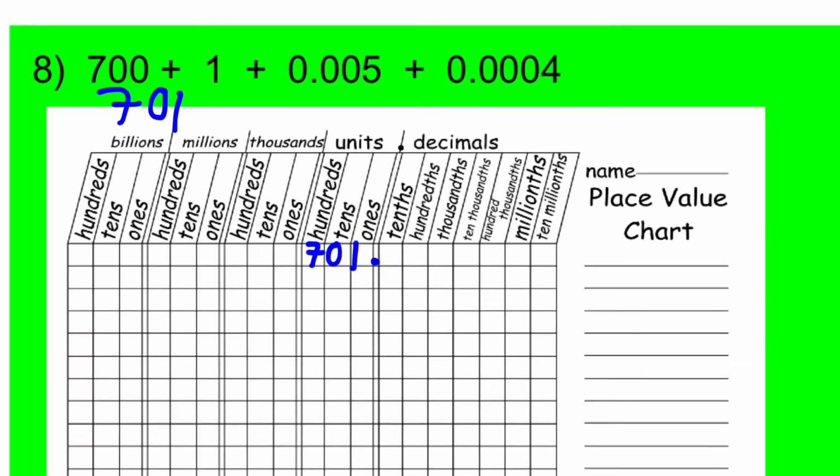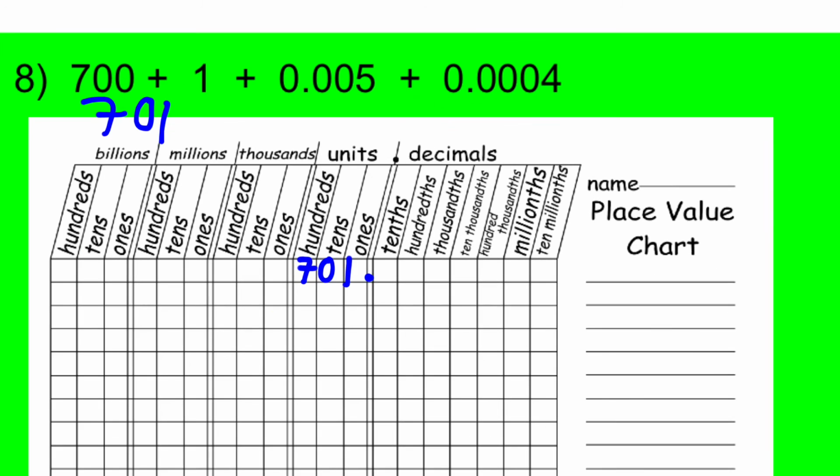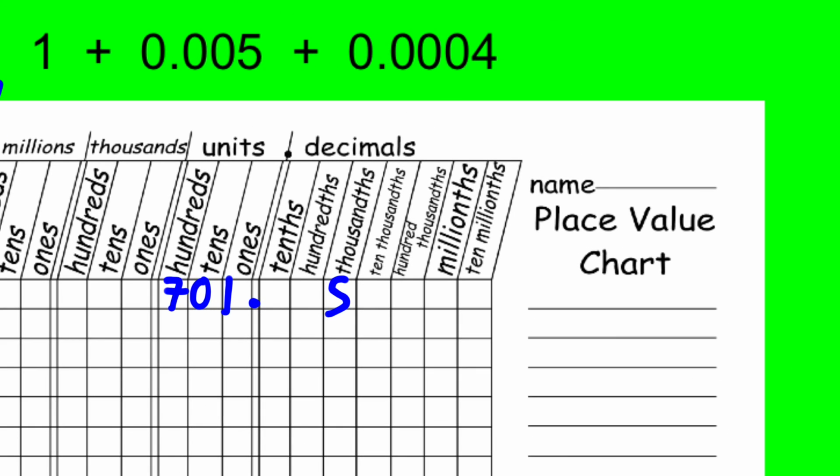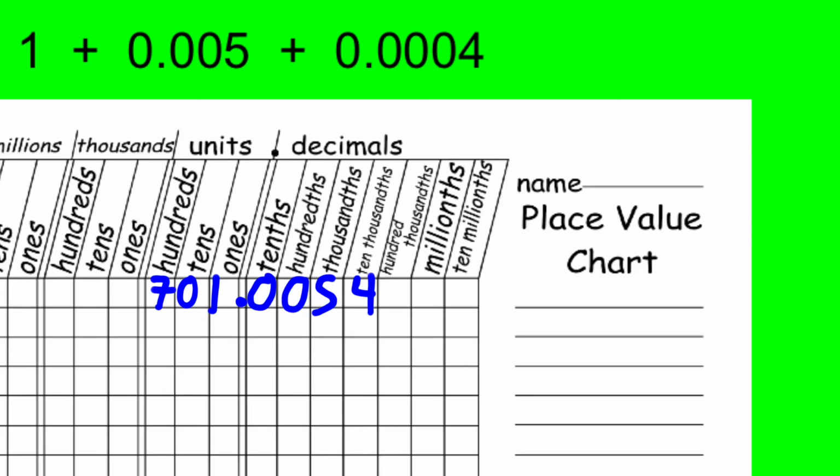Decimal. Now I'm in my small numbers. I have a 5 in the third decimal spot. So 5 goes all the way in the thousandths. I have a 4 in the fourth decimal spot. So 4 goes all the way in the 10,000ths, which means I have 2 spots that are open. Those spots require zeros as placeholders. And there's my number.